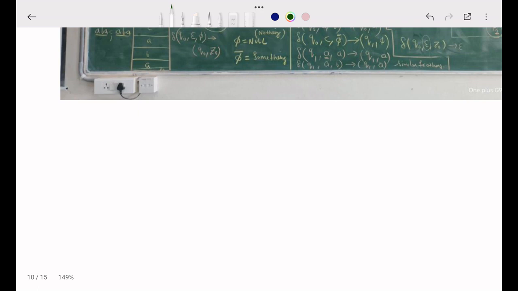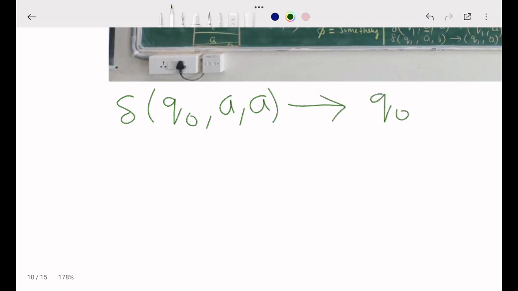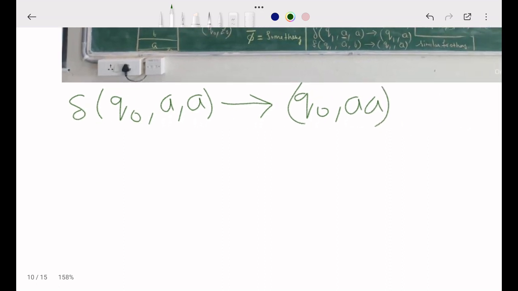What is my main point? My main point is I am taking one example. Suppose my transition is Q0, input is A, and this is Q0. You are going to Q0 and the top of the stack is A. So whenever there are 2 states, 2 to the power 2 is equal to 4. So 4 productions are here.